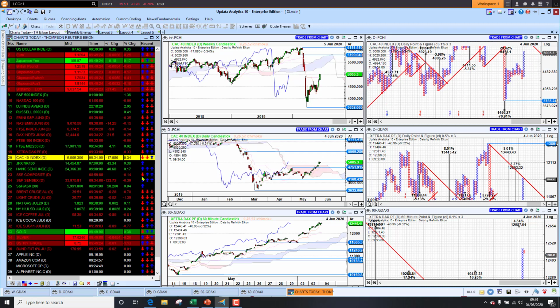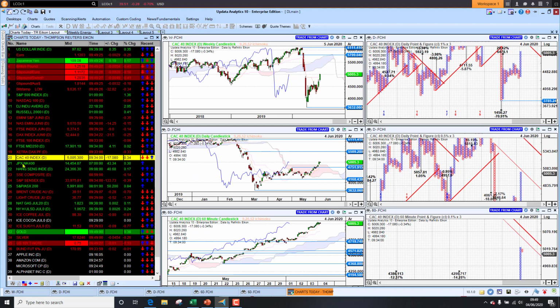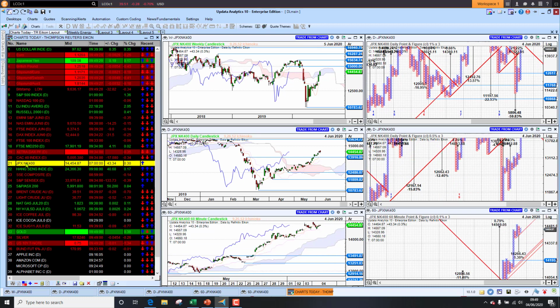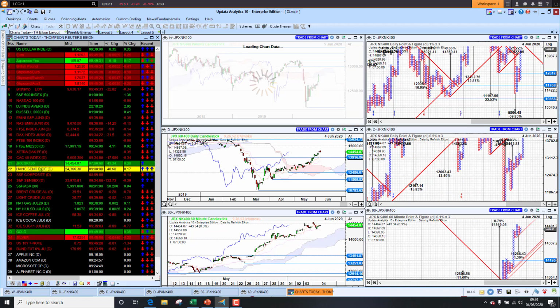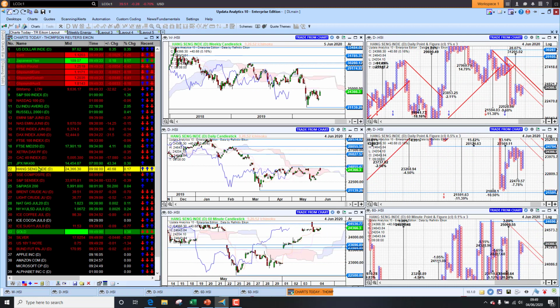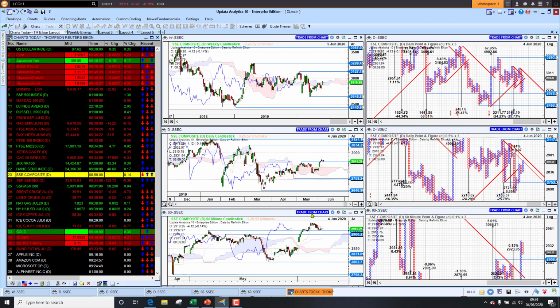The CAC 40 in Paris down 0.3% as well. Tokyo is up 0.3%, and the Hang Seng, shrugging off the situation in Hong Kong, is up very slightly as well. The Shanghai composite market is down in China. Chinese stocks still in a downtrend, pretty worrying. Lots of big downside targets here. So Chinese stocks is still a long-term worry for the market.